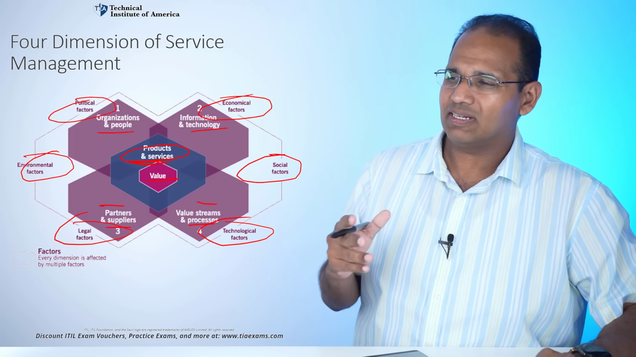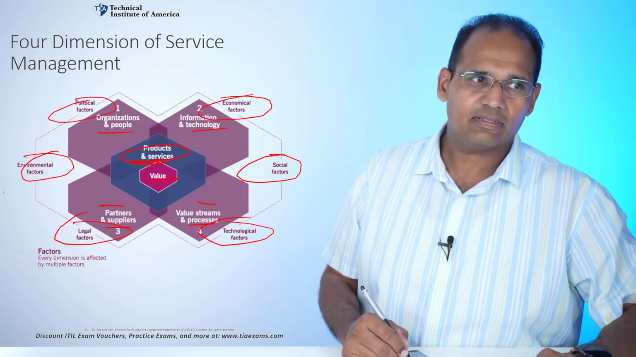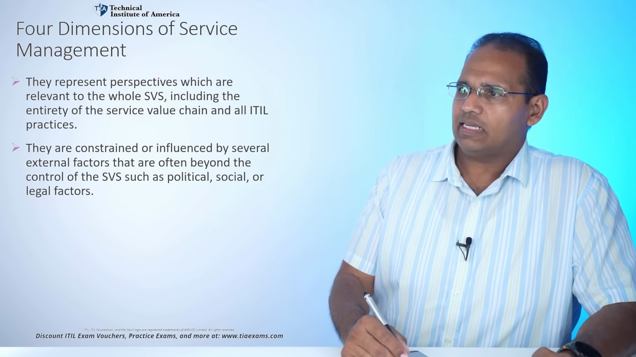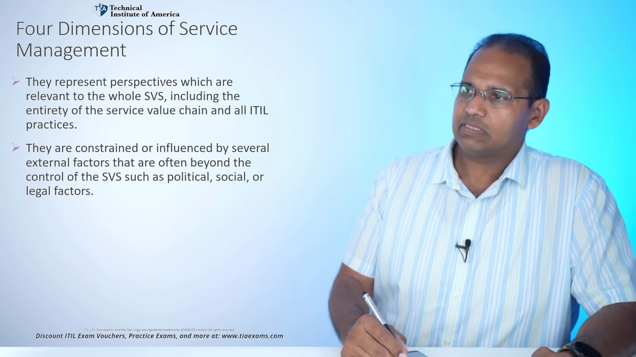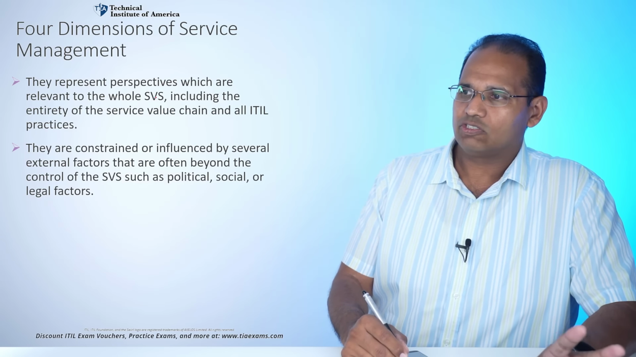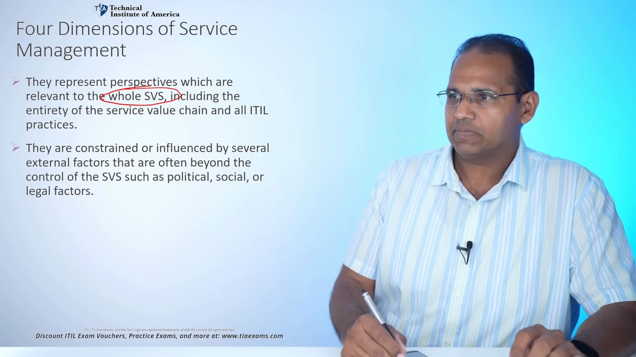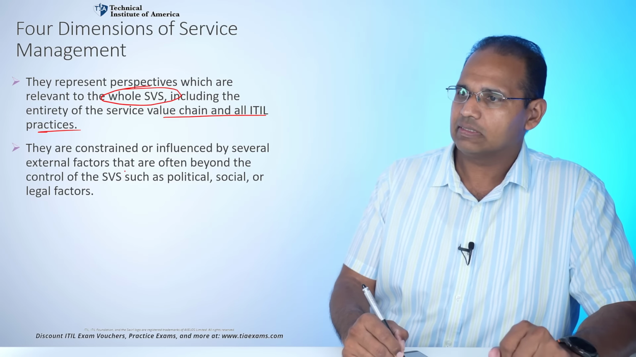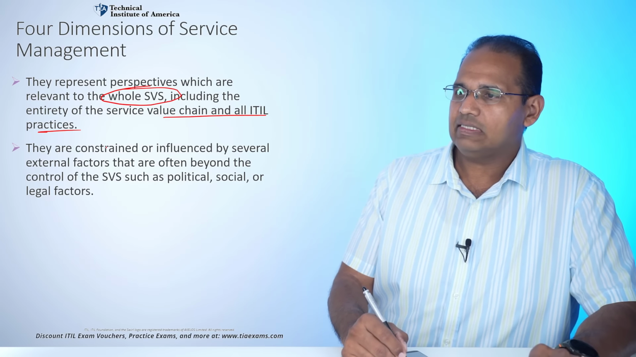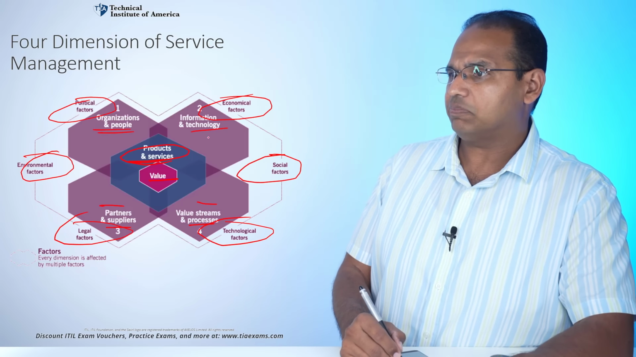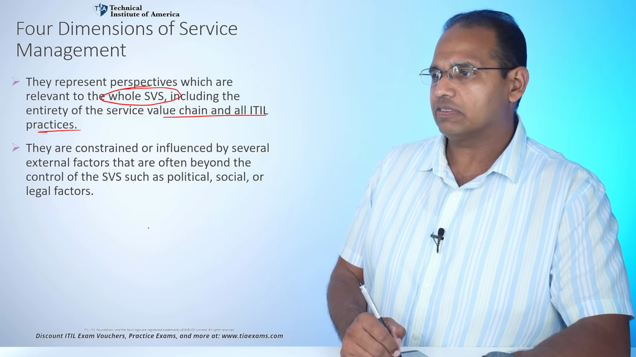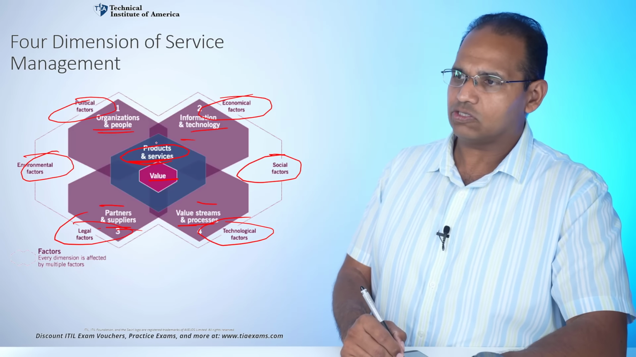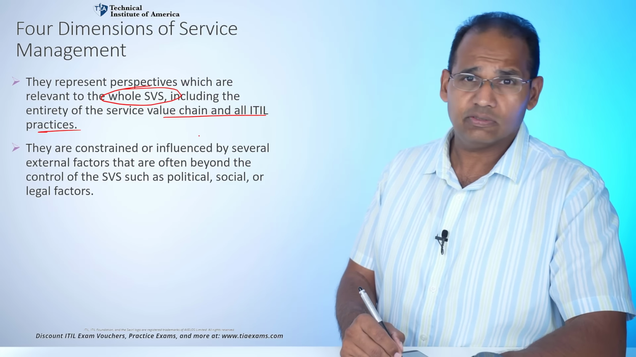So when you think of a service, you're thinking of many things. Let's get a quick overview of this here. The 4 dimensions represent perspectives relevant to the whole service value system. It's basically the entirety of the service value chain, and I'm going to come more to this in a few minutes. Now, all of these things are constrained by external factors, right? People, technology, value streams, partners, they're all constrained by external factors. For example, regulations or legal factors can constrain how we hire people, the technology we use, and so on.